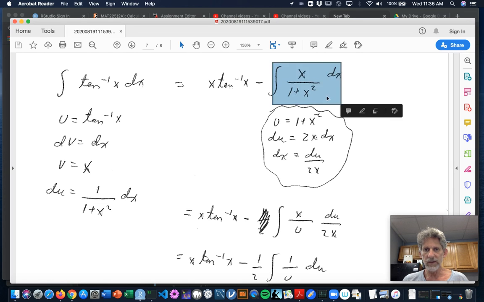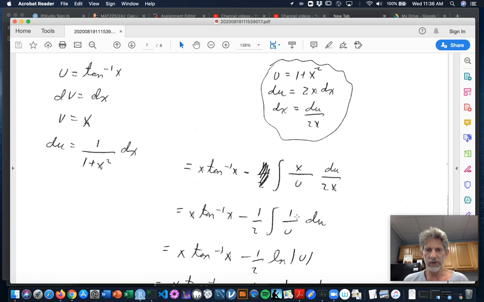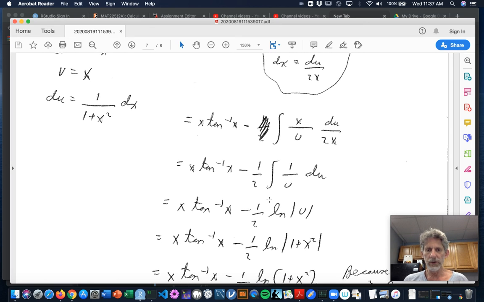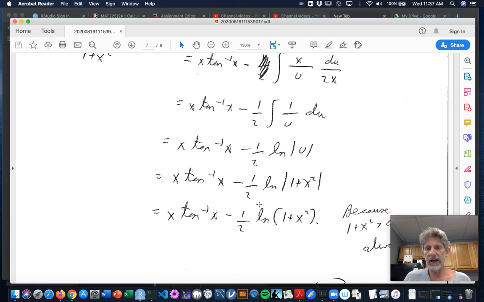And so when I take this and plug in u's wherever I can, I get this. The x's cancel, the half comes outside, and I'm looking at this problem. But the antiderivative of 1 over u is the log of the absolute value of u. So my whole thing turns out to be this. Now I'm looking at the log of the absolute value of 1 plus x squared, and I think to myself, 1 plus x squared is always a positive number. So it'll be equal to its own absolute value, so I don't have to have the absolute value signs there. I can drop them. Always look for opportunities to do that when you're working with absolute values.